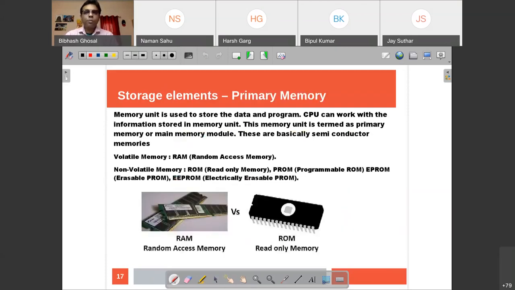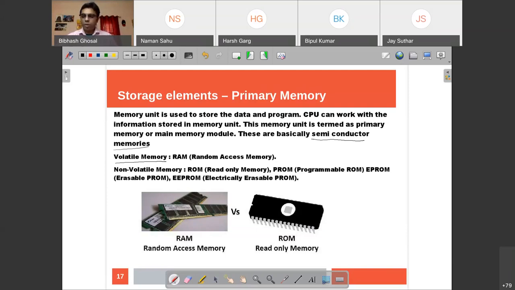Let's move towards the second element, which is called the storage elements. When I say storage elements, you already have seen what the job of this is: to store the program and the data. So there are two kinds of storage: primary memory. The memory unit is used to store data and programs, and the CPU can work with this information which is stored in the memory. The one with which the CPU actually interacts is called the primary memory. That is the reason why it is called primary. They are semiconductor memories, made up of semiconductor materials. They are volatile. Volatile means if you take away the power, it gets lost. Random access memory, these.